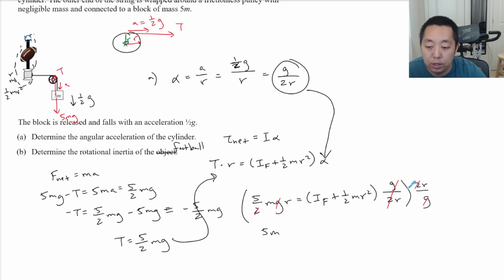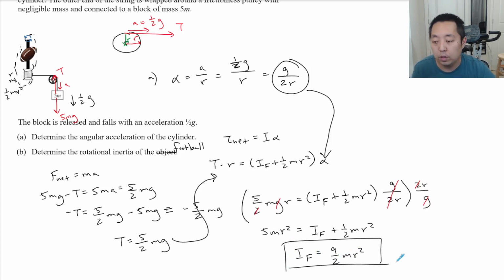Oh, there's an r squared, right? Because the r times the r there is equal to I_F plus 1/2 mr squared. So then you can get I_F by subtracting 1/2 mr squared. This would be 10 halves minus 1 half, which is 9 halves mr squared. Okay, so that is the rotational inertia of the football.